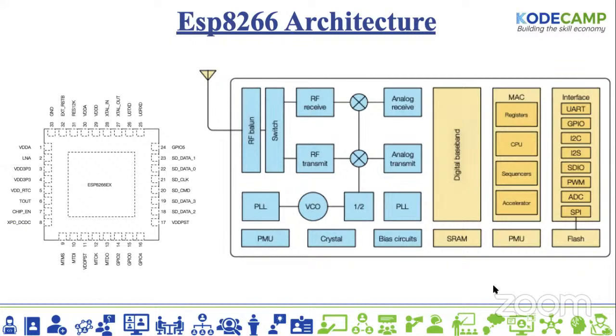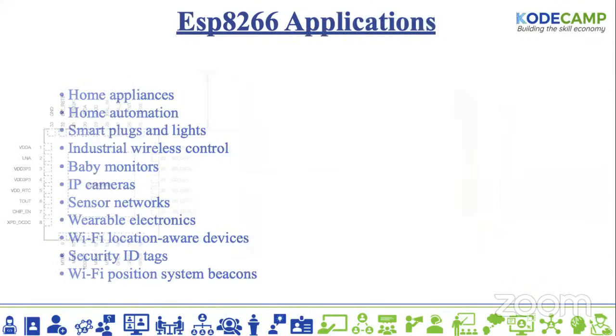So let me just talk about simple ways of what it can be used for. It can be used for home appliances, home automation, smart plugs, smart lighting, industrial wireless control, baby monitoring, IP cameras, sensor networks, wearables, Wi-Fi location awareness devices, security tags, Wi-Fi operation systems, and beacons. It can be used for a whole lot of things. It depends on what you want to do. The first thing is for you to know what you want to do and the components you want to use to work that out.